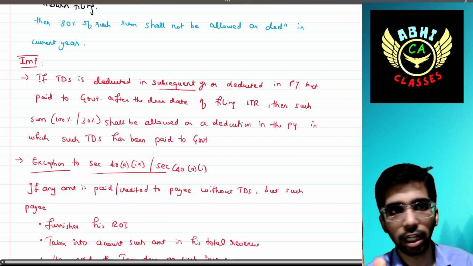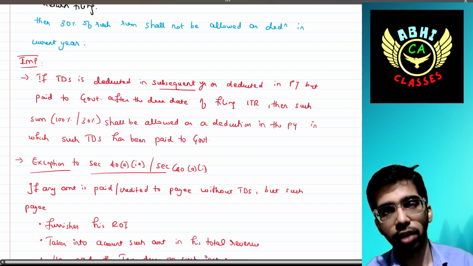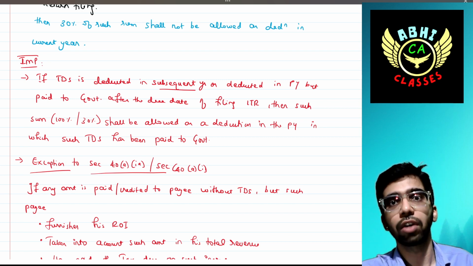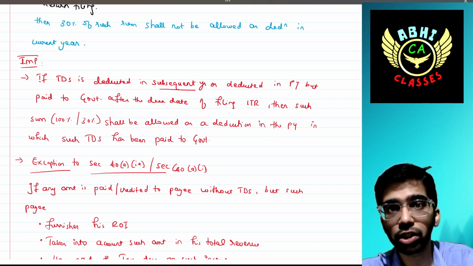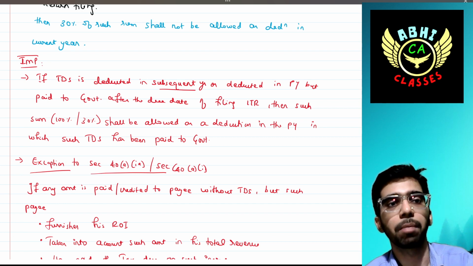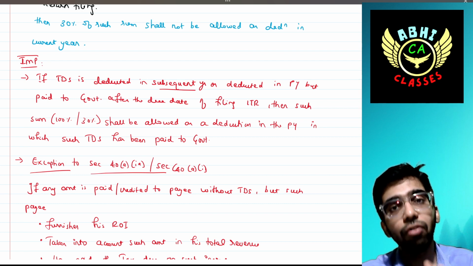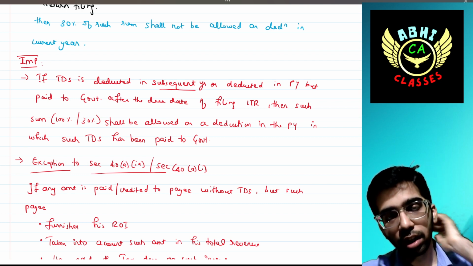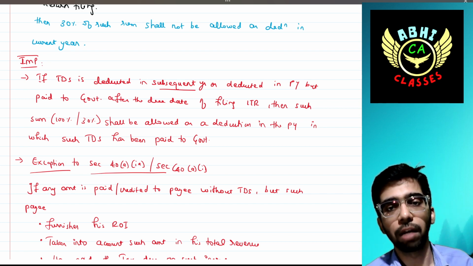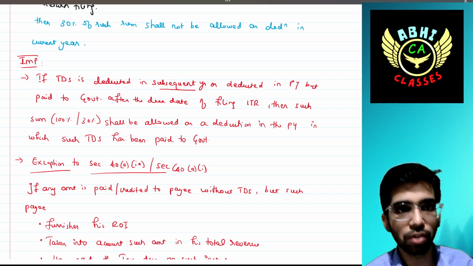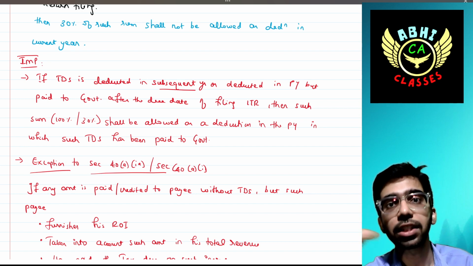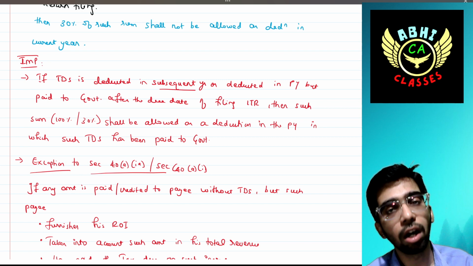If TDS is deducted in a subsequent year, for example the 23-24 liability has been deducted in 24-25, that means on or before the due date of filing income tax return, right? Or deducted in the previous year but paid to the government after the due date. If it has been paid after the due date, then such 30% or 100% shall be allowed as a deduction in the year in which the payment has been made, that is, when TDS has been complied with or paid to the government.